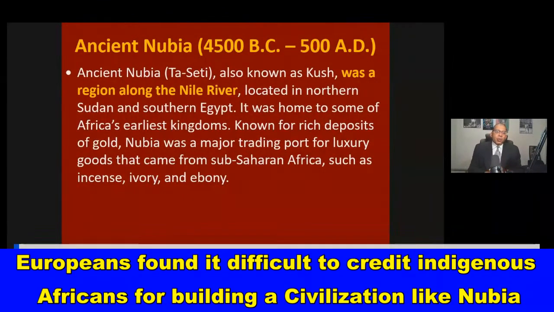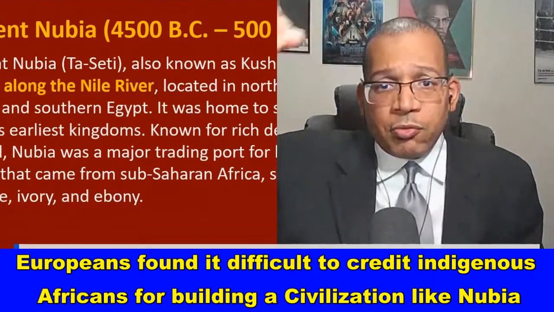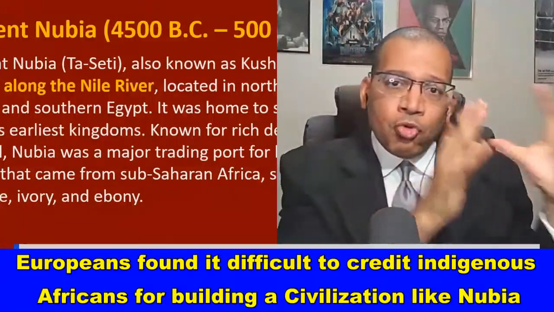Now, ancient Nubia, or Ta-Seti, or Ta-Nehisi, also known as Kush, which was more of a region than a kingdom. And some of that also depends upon which period of time you're talking about. But ancient Nubia was a region along the Nile River located in northern Sudan and southern Egypt, or southern Kemet. Today, the lower portion of Egypt and the upper portion of the Sudan is where Nubia was.